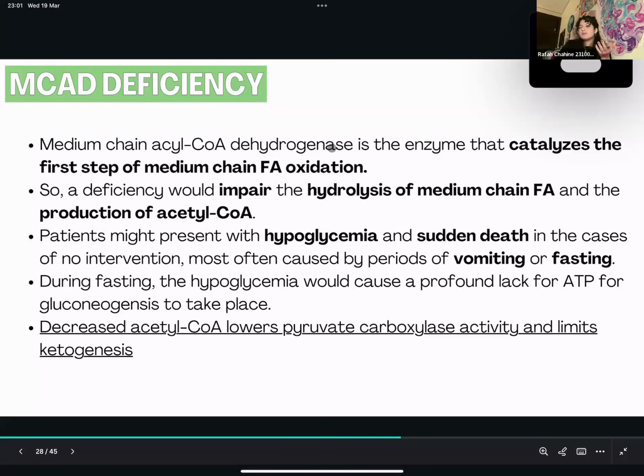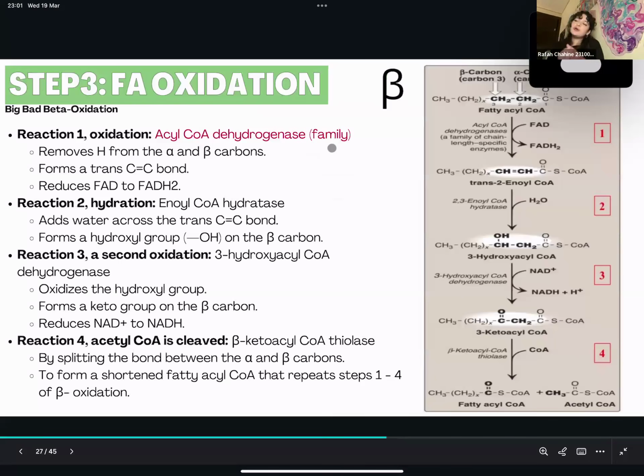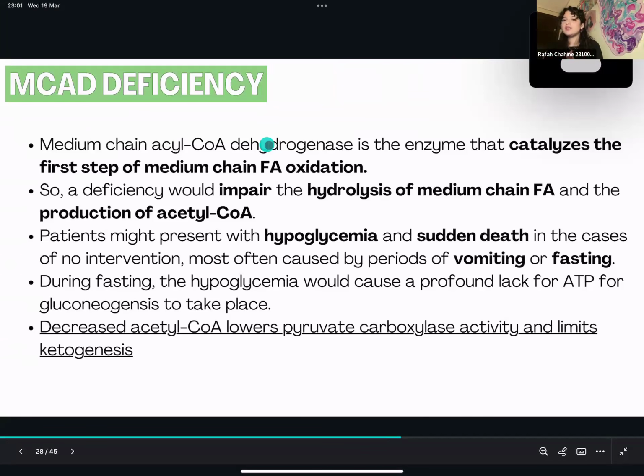So what does this mean? This entire thing was happening to long chain fatty acids. So this enzyme cannot actually break down medium chain fatty acids. It needs this medium chain acyl-CoA dehydrogenase, and it catalyzes the first step of medium chain fatty acid oxidation. But there is a problem. This enzyme can be deficient, okay? A deficiency in this enzyme, as we can already assume, would impair the process of medium chain fatty acid oxidation or hydrolysis or breakdown, whatever you want to call it.